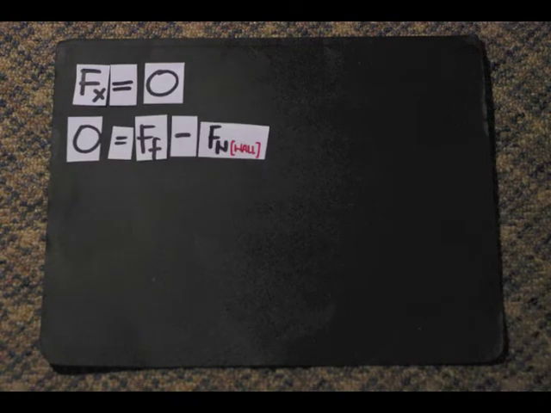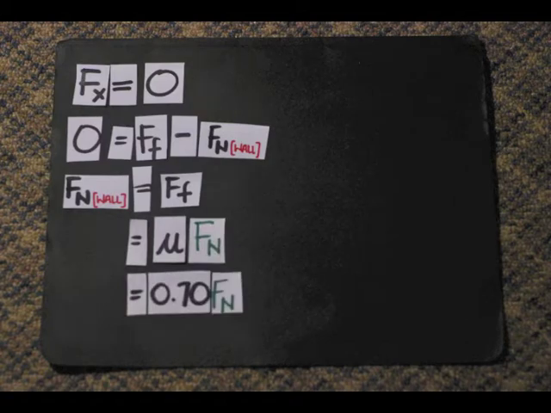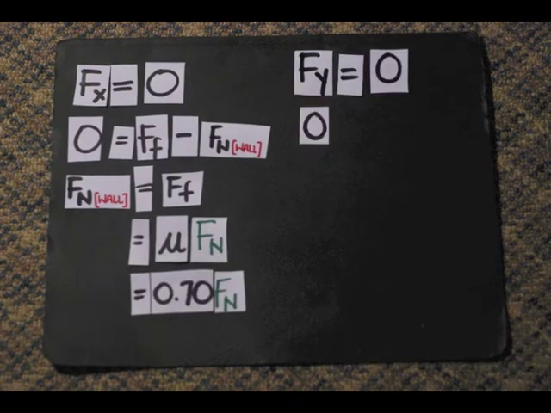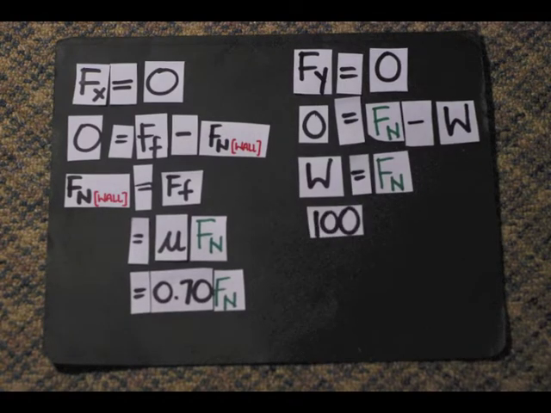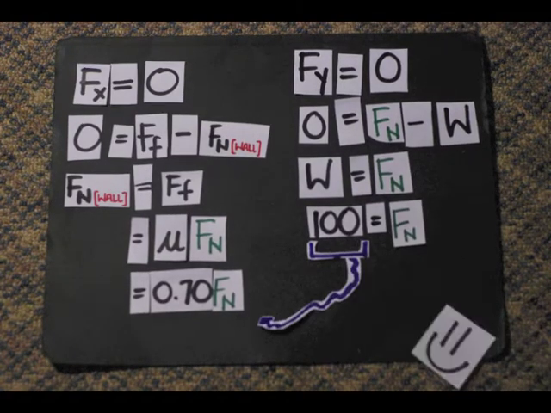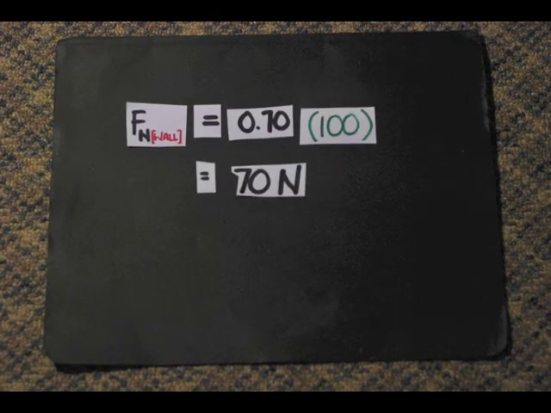We let Fx equal 0 so that the force of friction would equal the normal force exerted by the wall. By that, we get the coefficient of friction times normal force, and by letting Fy equal 0, center of gravity would equal the normal force, which would be 100 newtons, which we can then plug into our previous equation, giving us 0.7 times 100 equals 70 newtons.